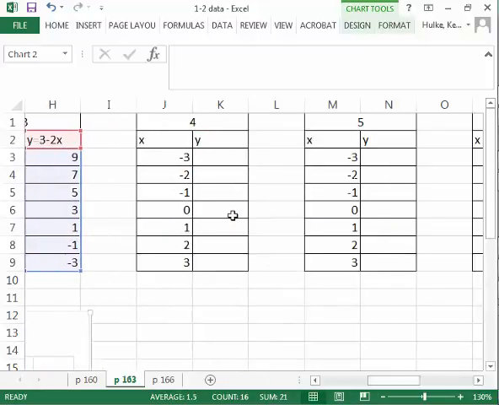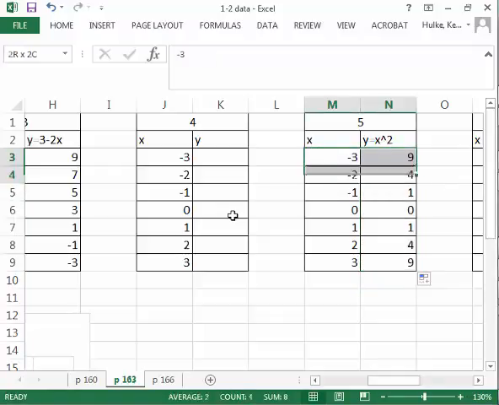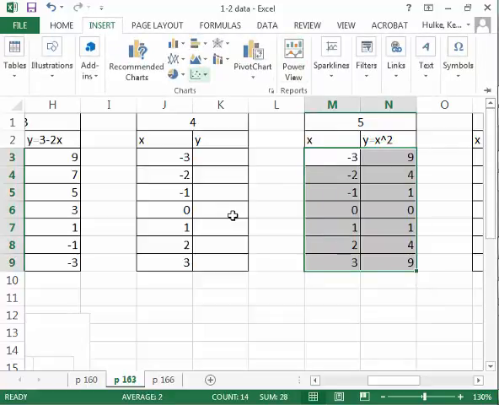That one's pretty interesting. y equals x to the second. I'm going to use the caret for the "to the" sign. So equals this number, and then the "to the" is shift 6, to the second. And negative 3 squared is indeed 9. So I'm going to pull that down. Now, when I graph these, this is going to be really cool. You're going to love this.